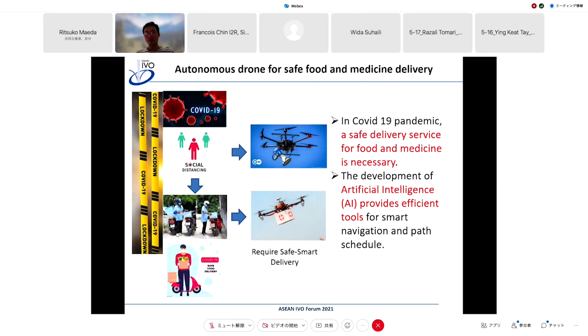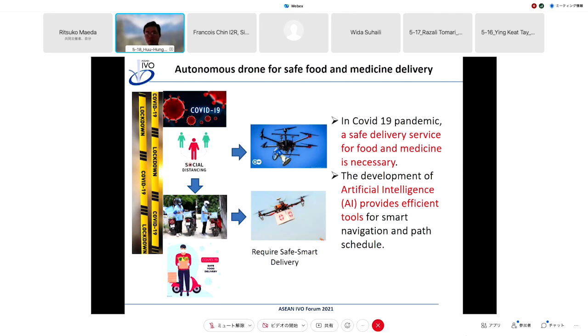So the safe delivery service applies high advanced technology for necessary food and medicine. With the advance of AI, it can provide a good tool for smart delivery, smart navigation, and how we can optimize the delivery schedule.